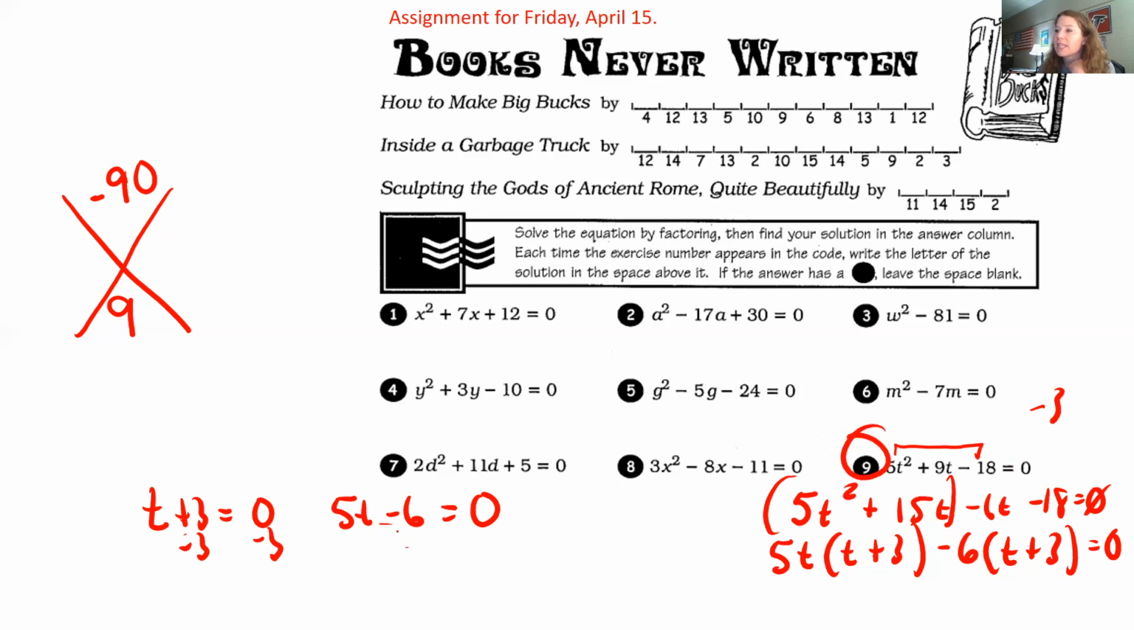And for the other one, to solve for t, we add 6 to both sides. We'd have 5t equals 6, and then we'd divide by 5. That means the other solution is 6 over 5. So I'm looking for our 2 answers, and it's on the bottom. So 6 over 5 and negative 3 is letter T. So number 9 is letter T.